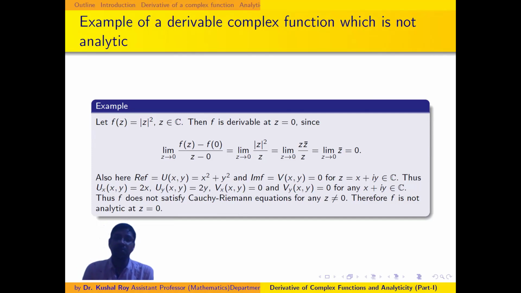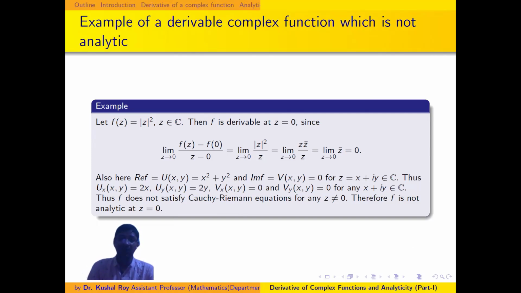So f(z) equal to mod z square. In that case, f is derivable at z equal to 0, since the limit as z tends to 0 of (f(z) minus f(0)) by (z minus 0) is just 0. And here you can see that the real part of f is x square plus y square, but the imaginary part of f is 0. Thus, u_x(x,y) is 2x, u_y(x,y) is 2y, but v_x(x,y) is 0 and v_y(x,y) is 0 for any x plus iy. Thus, it doesn't satisfy Cauchy-Riemann equations for any z not equal to 0.